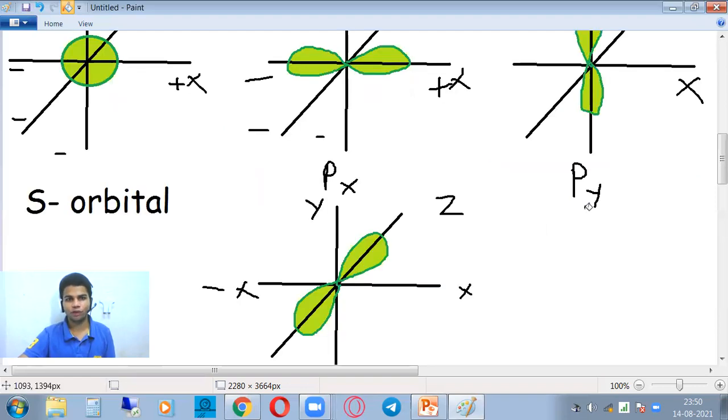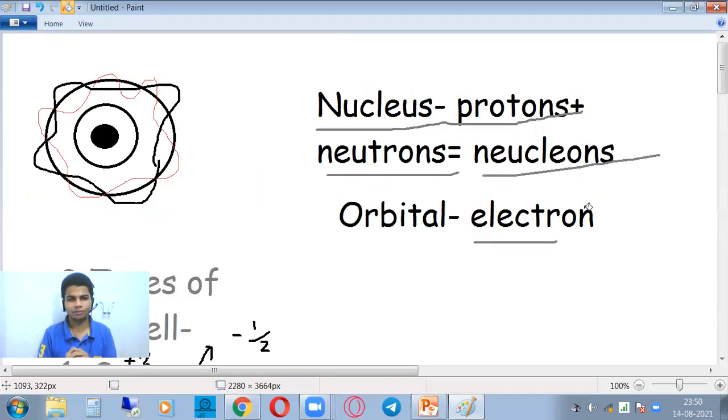So basically, what we understand from this lecture is that electron has two properties. One is particle and one is wave. So it's very hard to locate the electron. That's why orbitals are the region where you can find the electron. There is a maximum probability of finding electrons in the orbitals. The nucleus is the portion where you can find protons and neutrons, and both combine to form nucleons. Orbital is the region where you can find the electrons.